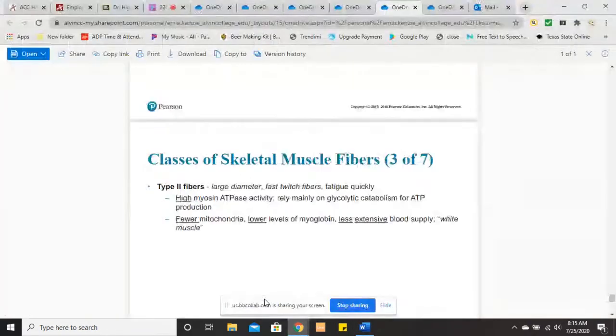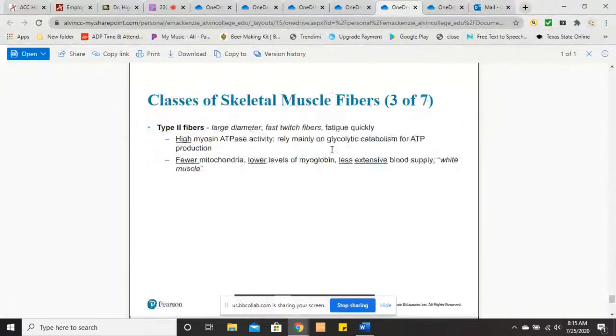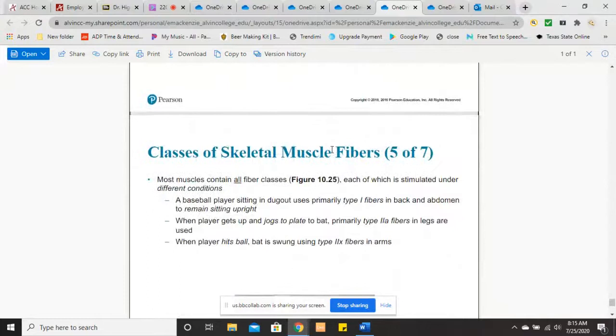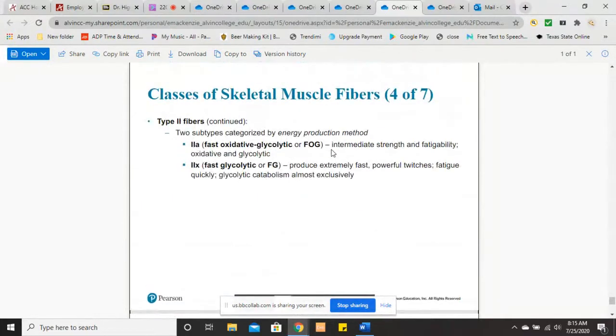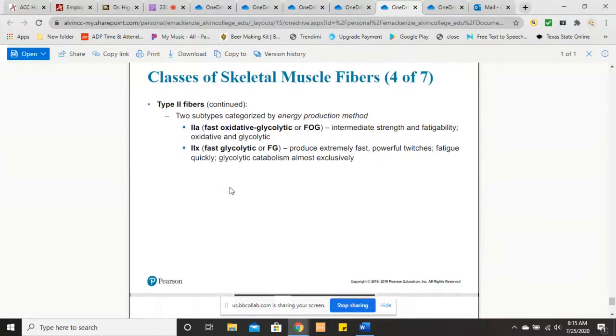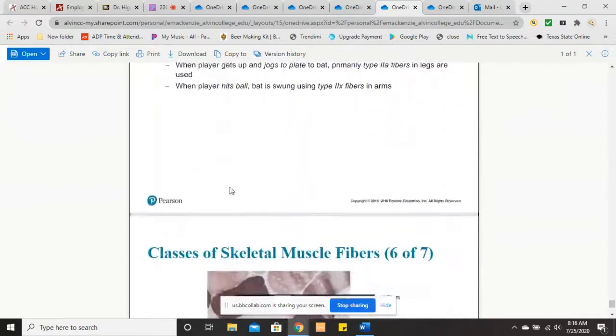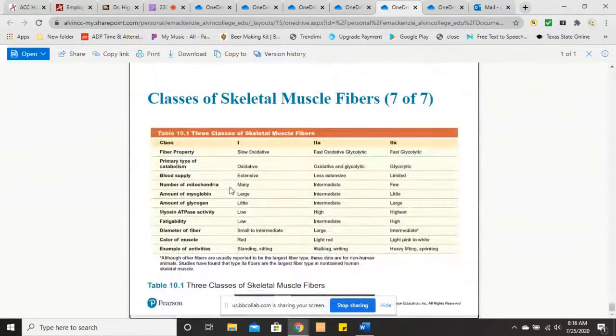Keep going. A couple more concepts to know, and we're done with chapter 10. Again, yes, there are other types. We even break down the type 2 fibers, but I'm not going to ask you on that detail of the breakdown of the type 2 fibers. Okay.